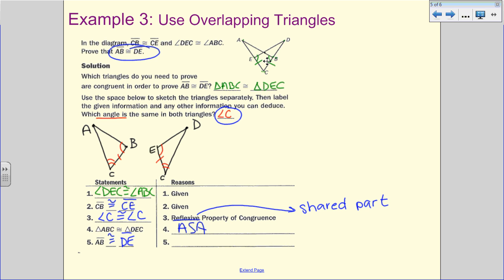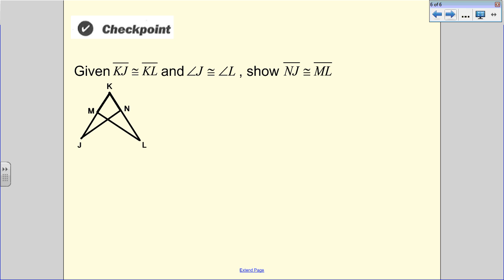All right, so we're going to take a look at one last one. There's two checkpoints. We're going to do one together here, and then I'm going to call you guys back for small groups to do the other checkpoint.